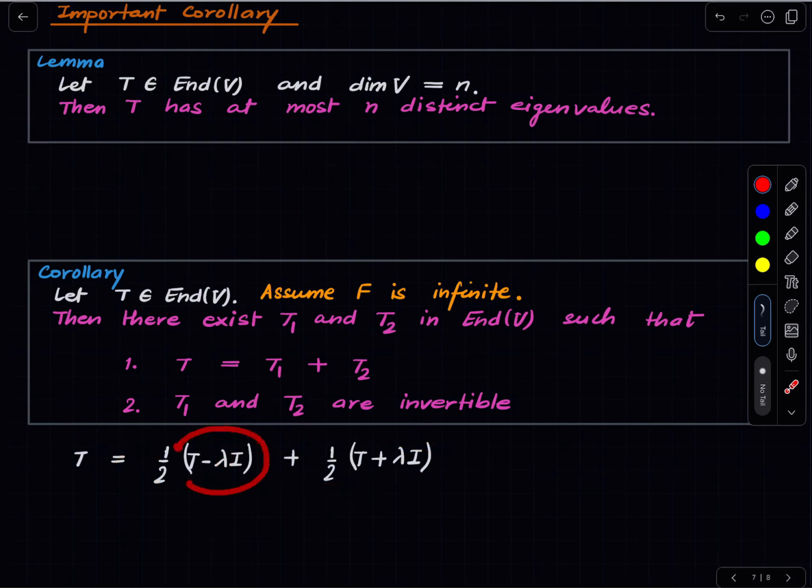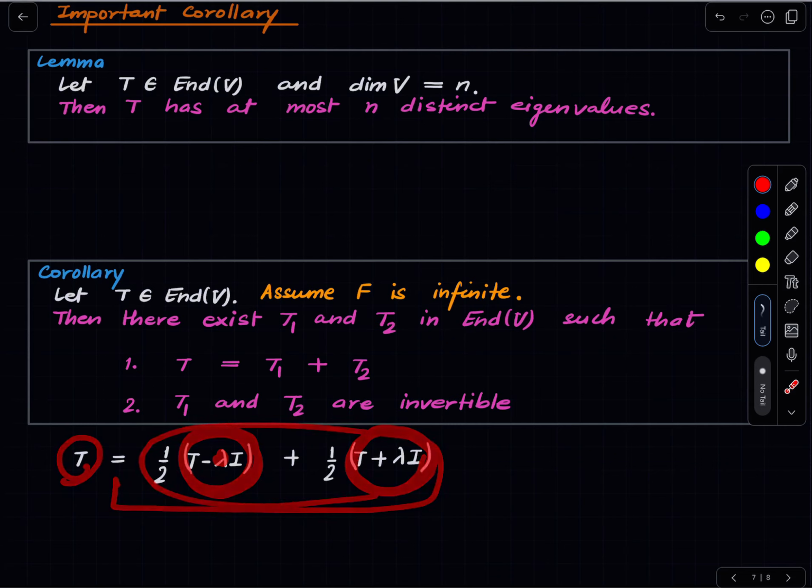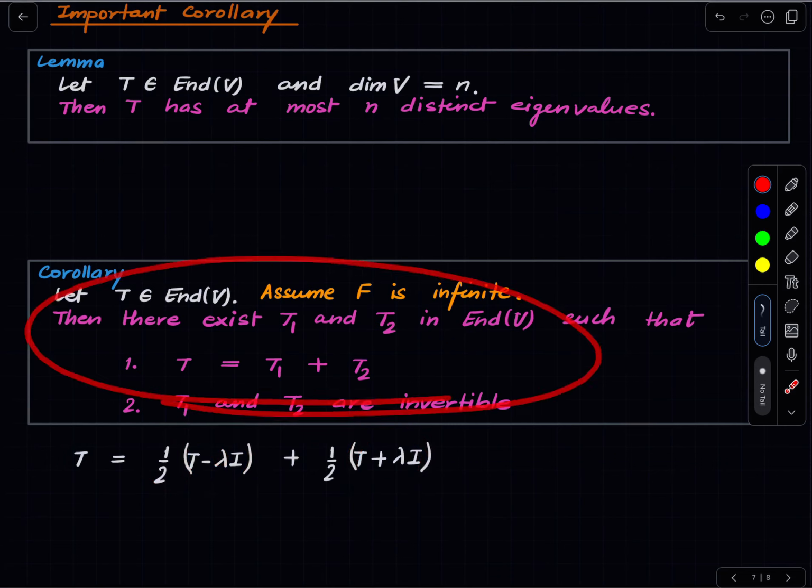And now note that this is invertible because lambda is not an eigenvalue of T, right? The non-invertibility of this endomorphism is equivalent to lambda being an eigenvalue of T. So since lambda was chosen so that lambda is not an eigenvalue of T, this is an invertible endomorphism. And by the same reasoning, by the choice of lambda, this is also invertible. So you can express T in this fashion, and hence this proposition holds.